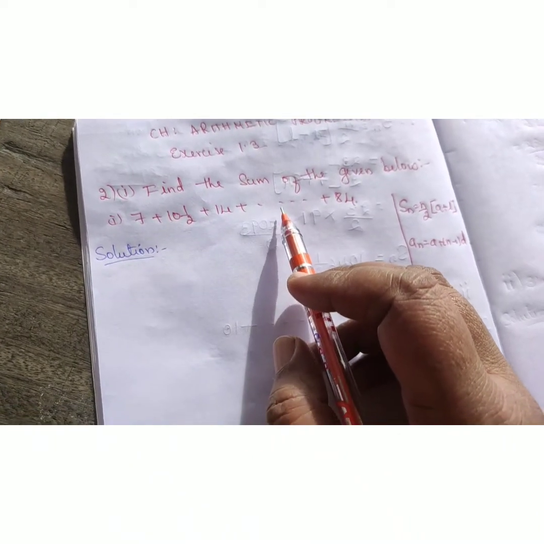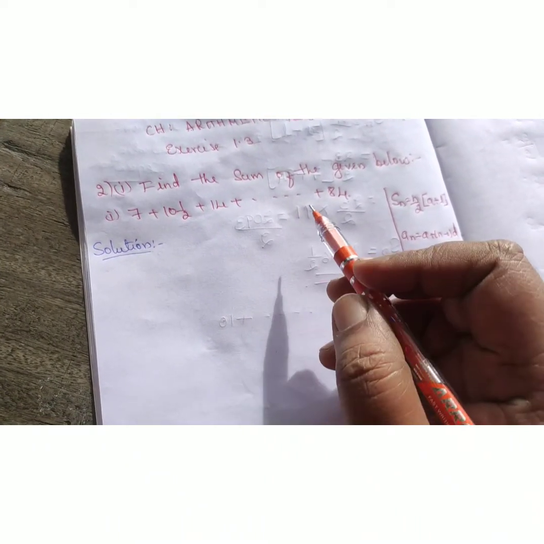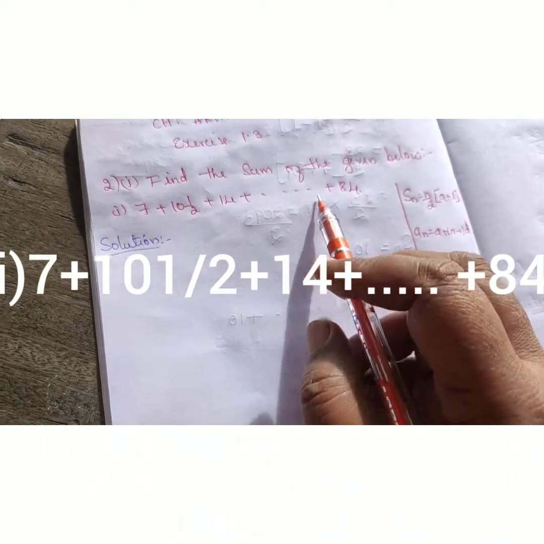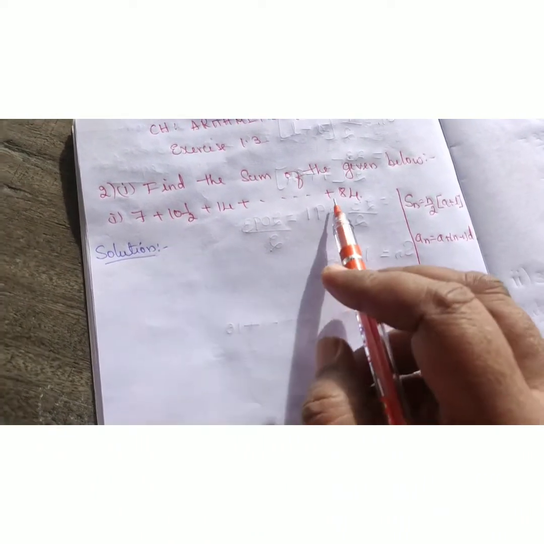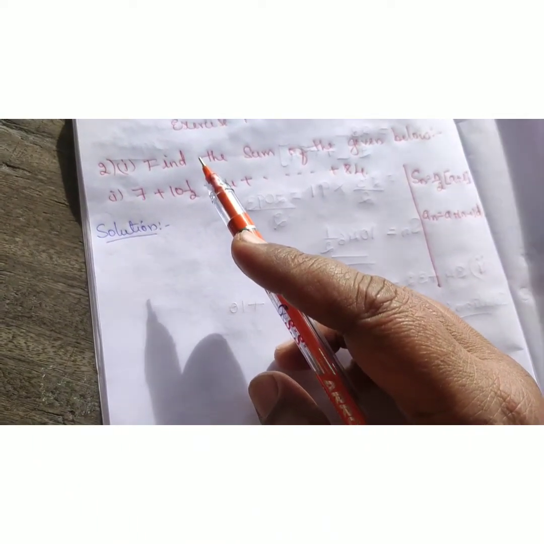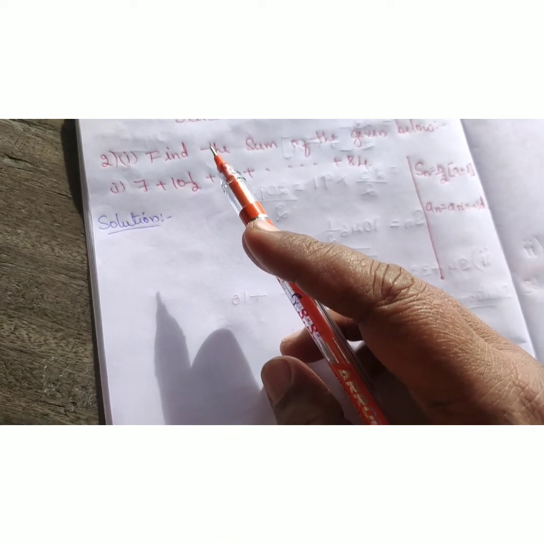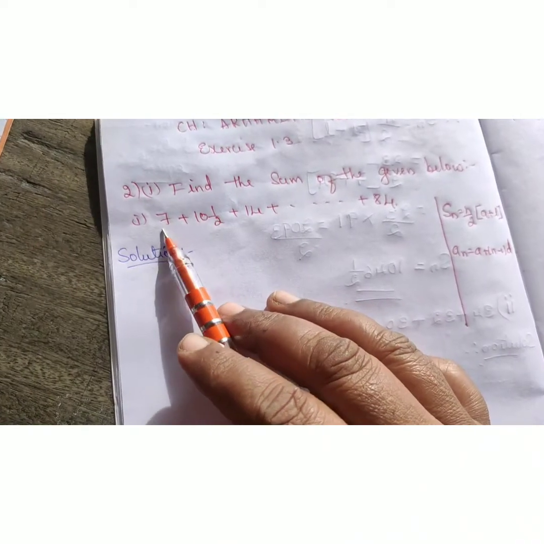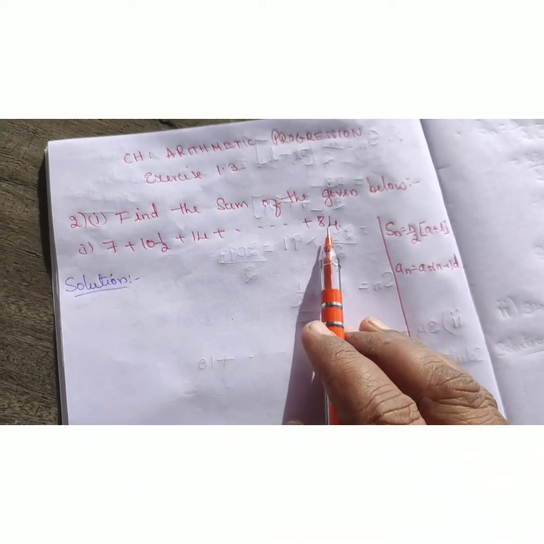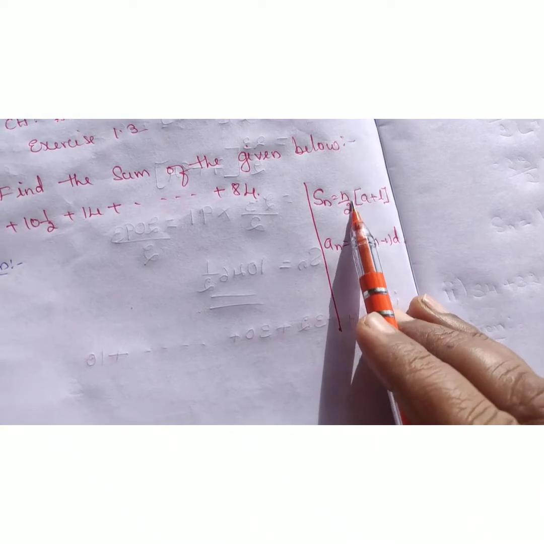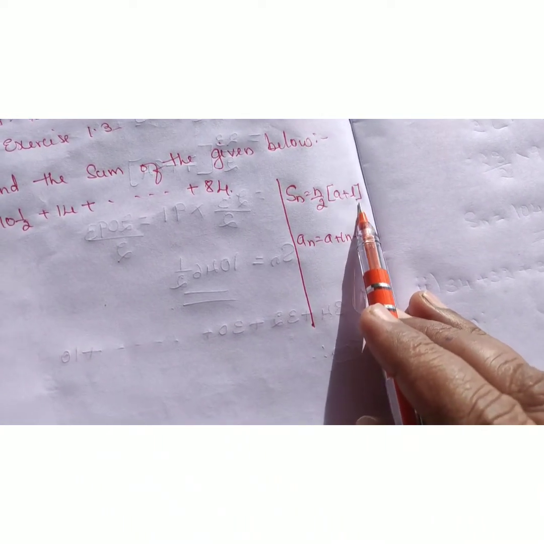That means finding the sum, the formula is Sn is equal to n by 2 (2a plus (n minus 1) into d). In the previous first question we applied that formula. But here you can see the first term is there, the last term is there, 84. So you can apply this formula, Sn is equal to n by 2 (a plus l), where l is the last term.